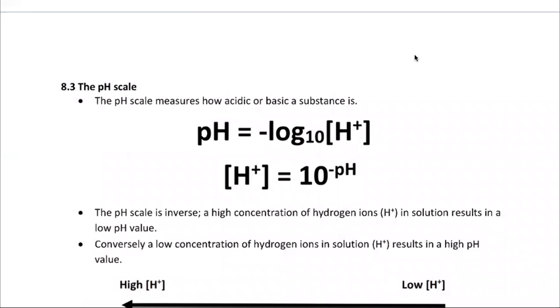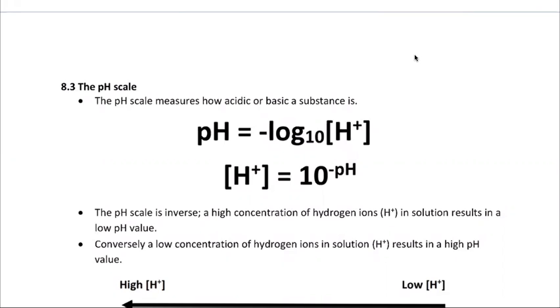All right, so 8.3 is focused on the pH scale. For the SL level, IB is not expecting you to have to calculate it, but you will for the HL level. So you might as well get used to it for right now. But essentially, the equation to calculate pH is a logarithmic scale.